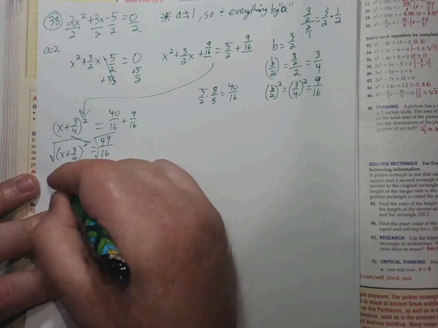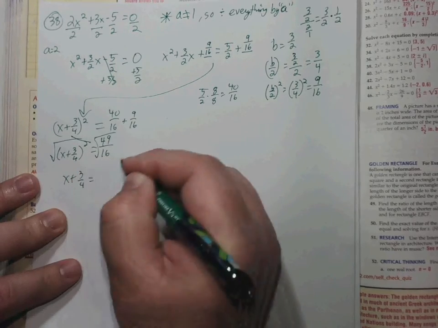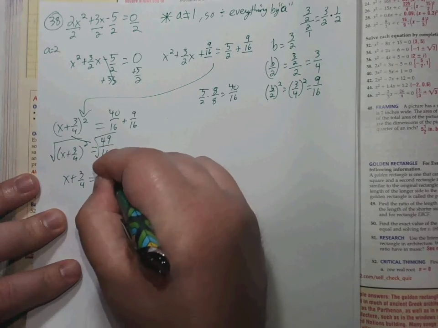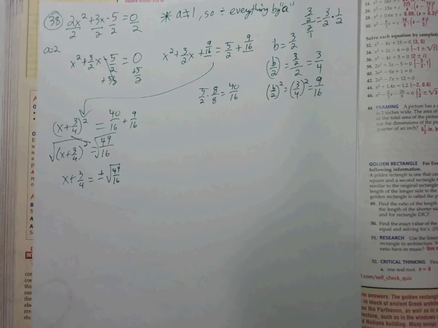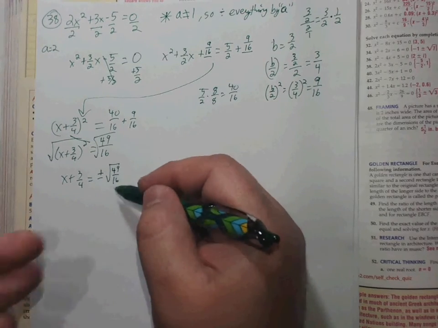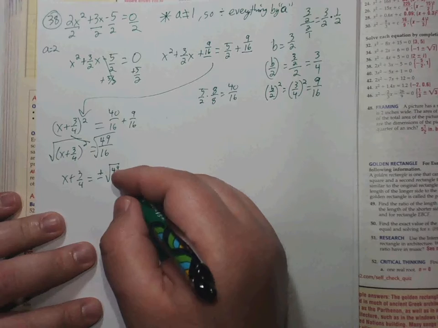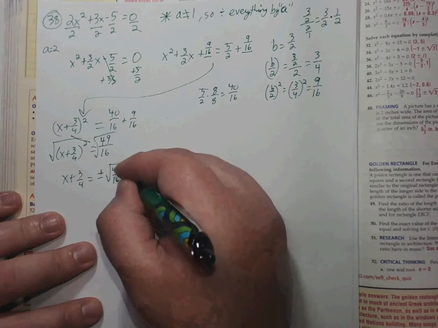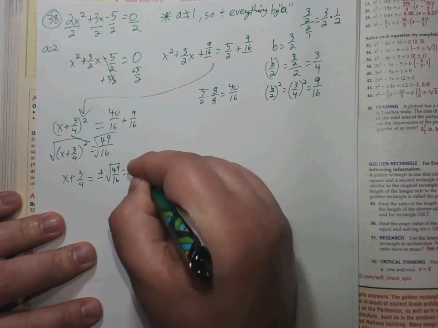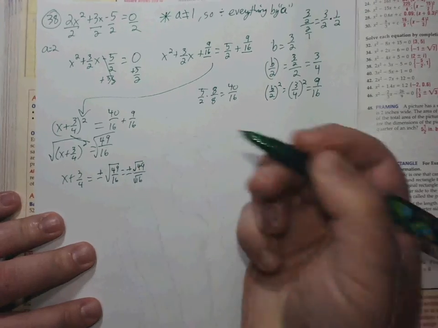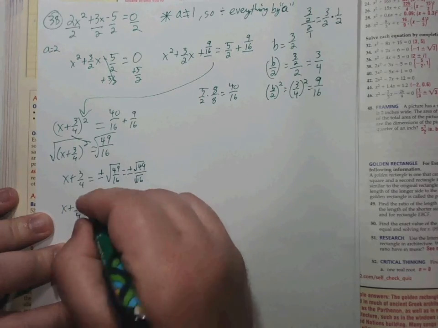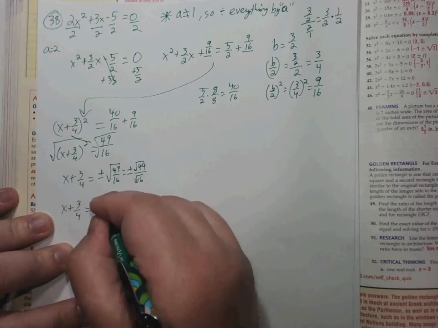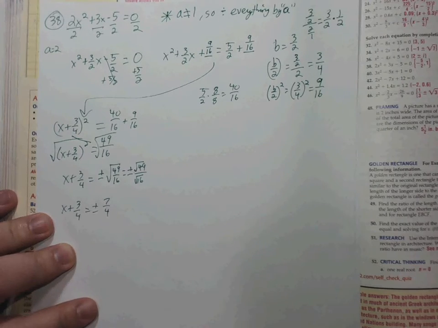Okay, so that cancels. So x plus 3 over 4. Now, that's plus or minus the square root of 49 over 16. And if you remember, you treat a square root just like you would a power. So what you do to one, you do to the other. You do the both. Okay, so it's the square root of 49 and the square root of 16. Well, those we know. Okay, so x plus 3 over 4 equals plus or minus 7 over 4. Okay?